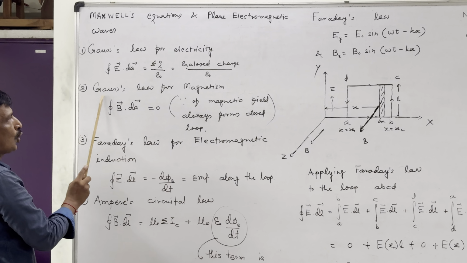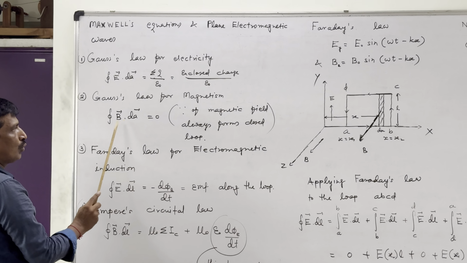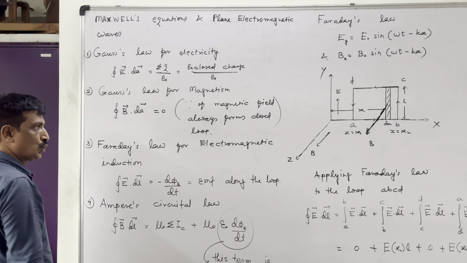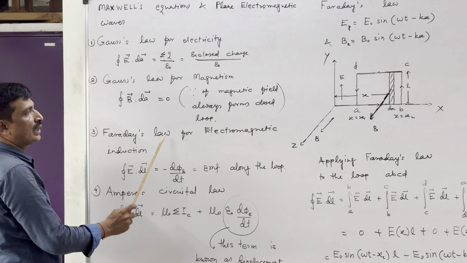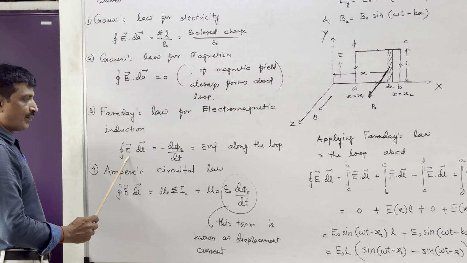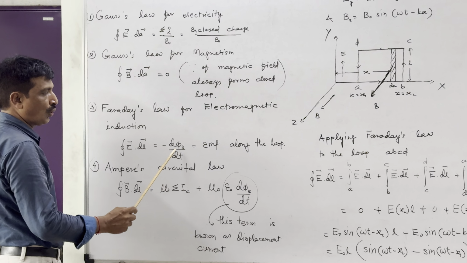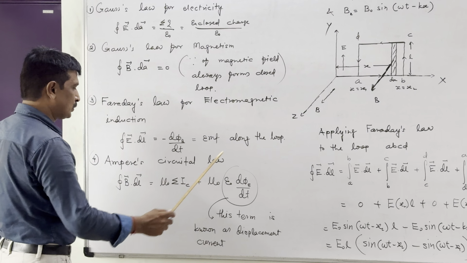The second one is Gauss's law for magnetism: the surface integral of the magnetic field over a closed surface is always zero, because the magnetic field always forms closed loops, no matter which is the source. Third one, Faraday's law of electromagnetic induction: the line integral of the electric field over a closed loop is minus d phi B by dt, the rate of change of magnetic flux with a negative sign, which gives the EMF along the loop.